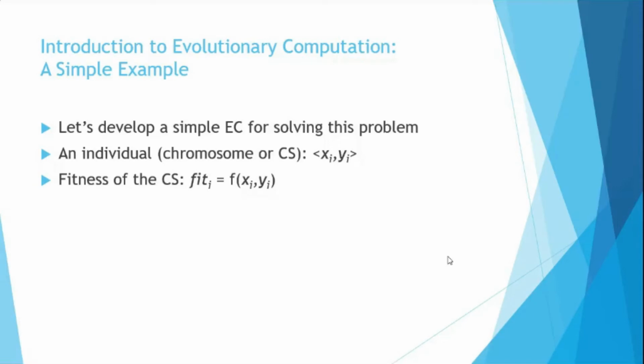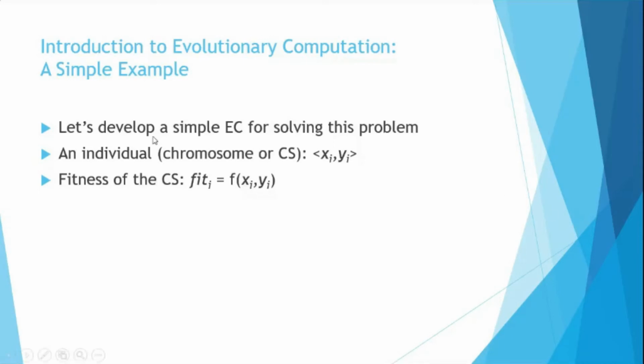Now an individual, a chromosome, or a candidate solution, all these terms are synonymous: an individual in a population, a chromosome in a population, or a candidate solution in a set of solutions are the same thing in evolutionary computation. In genetic algorithm also it is the same. An individual consists of two values, one for x and the other for y. It can be 1 and -1, -1 and 1, 0 and 0, 0 and 5, etc. Any possible combination of x and y from -100 to +100 is an individual.